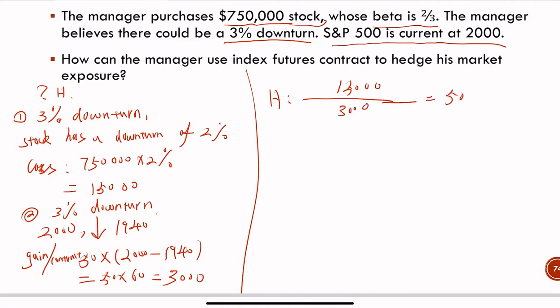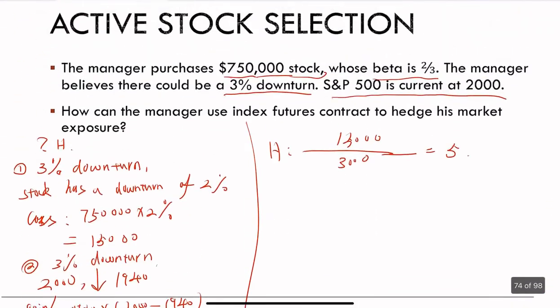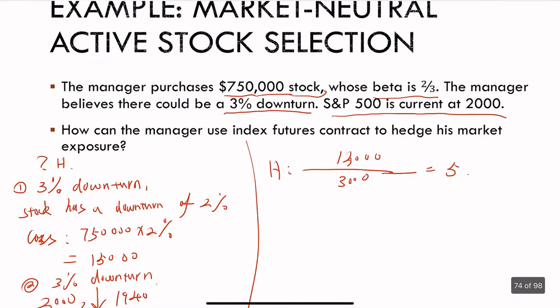Okay, let me double check. No, it's not 50. It's actually 5. Is it 5? Okay, yeah, it is 5. So it basically says that if you want to make a market neutral bet, then for this $750,000 equity position, you should take a short position in 5 index futures contracts.